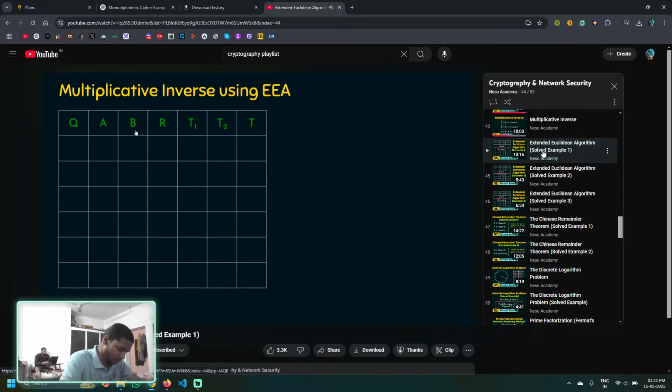Now we are going to extend this Euclidean algorithm, and that is why it is named the extended Euclidean algorithm. What is the extension we are making? We are additionally including 3 more columns, T1, T2, and T. Don't worry about all the columns. Anyway, when we solve the example problem, we will understand things clearly.